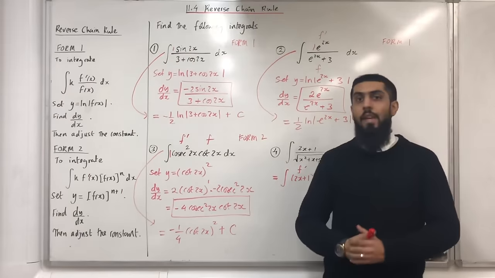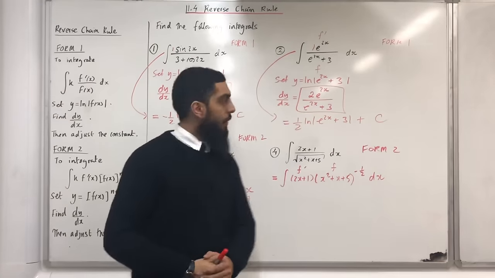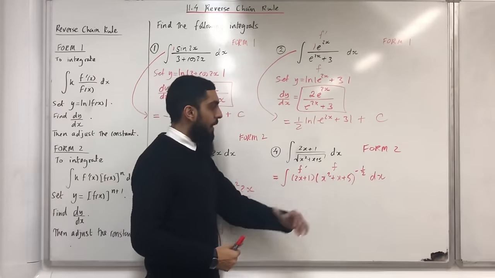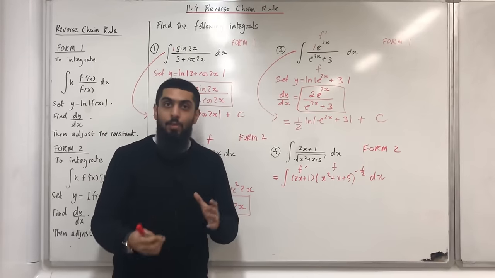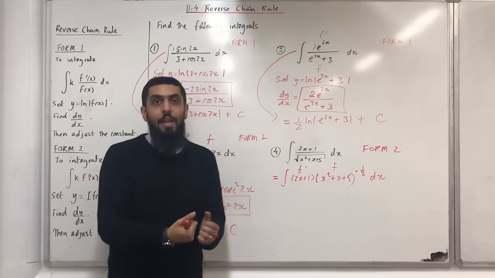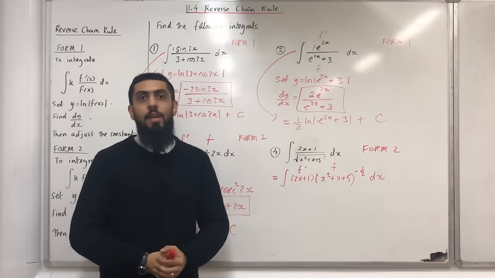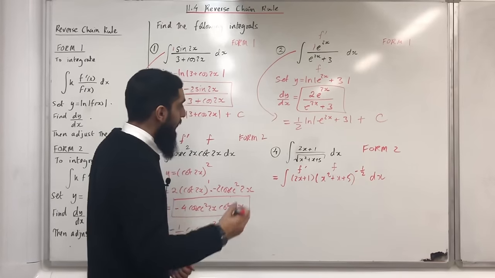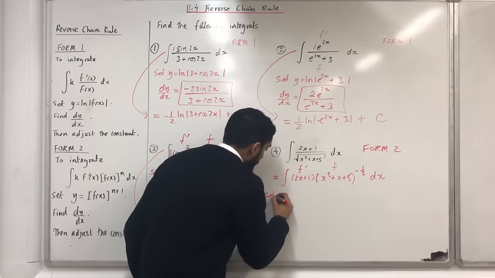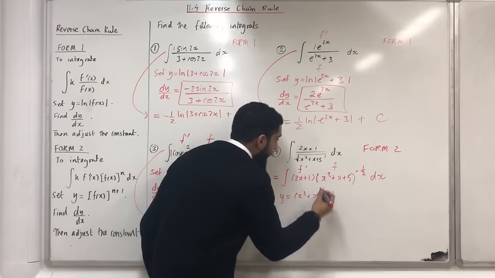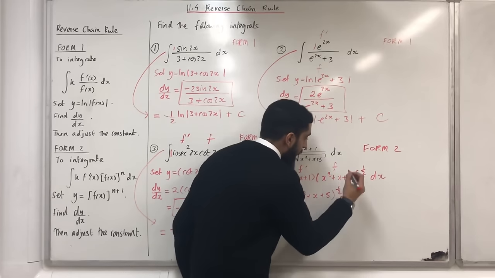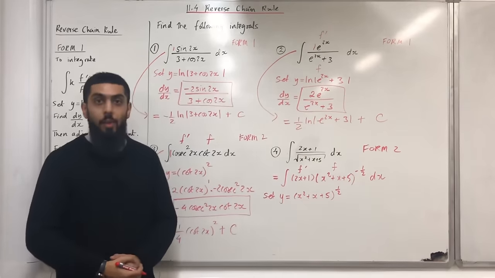Moving on to the fourth integral. Looking at the fourth integral, I notice that f is x squared plus x plus 5, and the power of f is minus 1/2. If I add 1 to this power, minus 1/2, I get minus 1/2 plus 1, which is 1/2. Therefore, the first step is to set y equal x squared plus x plus 5 in brackets to the power 1/2. The next step is to find dy over dx.